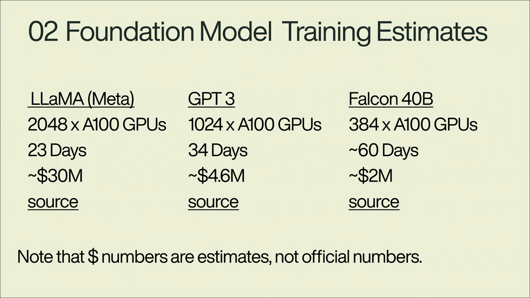GPT-3 is about $4.5 million. GPT-3, relatively speaking, is a much smaller model. Falcon 40B, which just came out a couple of months ago, they spent 2 months on 384 A100 GPUs. And so they spent a couple million dollars on it, which is really cool because they open sourced the entire thing. The name of the company, I'm blanking on right now, they're based in Israel. They put a lot of money into this, and then they gave it away for free, which is pretty awesome.